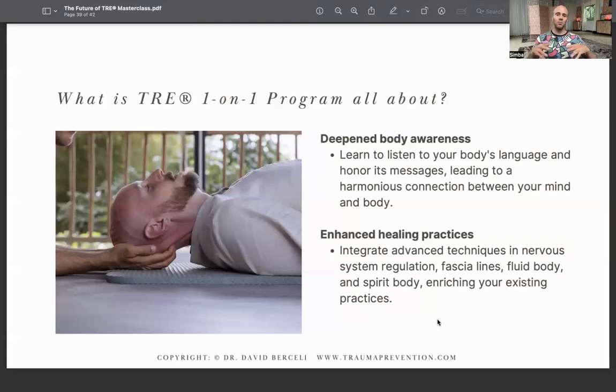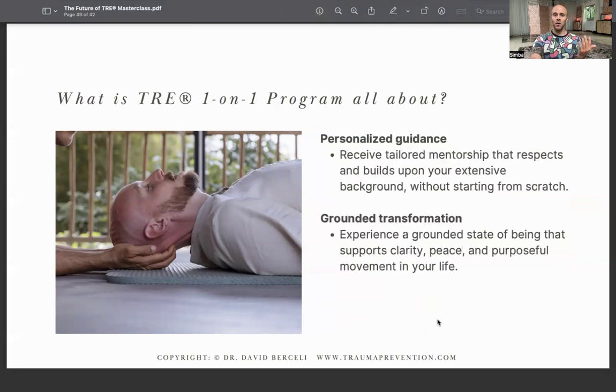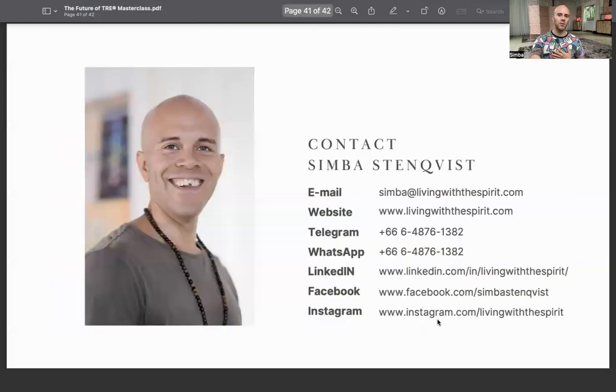You work with fascia, you work with fluid body, energy body, spirit body, you can call it, but it's really about enriching your existing practice and making it very potent as a healing modality. You will gain a lot of personal guidance, a tailored mentorship that really builds you up from where you're coming from, and you don't have to start from scratch. And you will also be in this container where you will experience a grounded state, because you will get a lot of support and you will have access to connecting with me through chat messages and voice messages during this container.